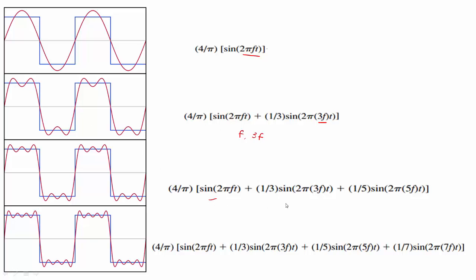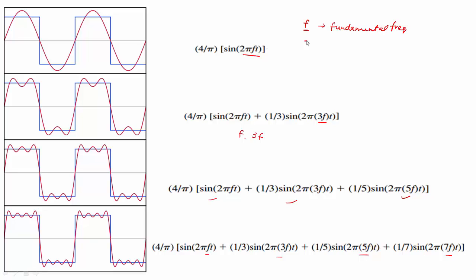And when you add three frequency components f, 3f and 5f, it starts to look like this. And as you add 4, in this case f, 3f, 5f, 7f, it starts to resemble the square wave more and more closely. As you keep on adding, it becomes a square wave. By the way, this frequency f and other frequencies are multiples of this. This frequency f is called a fundamental frequency.